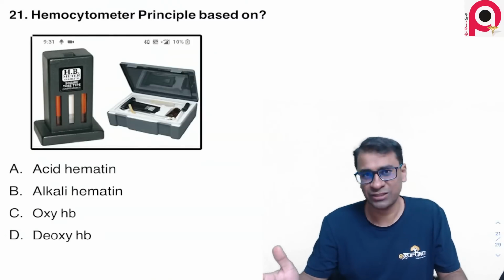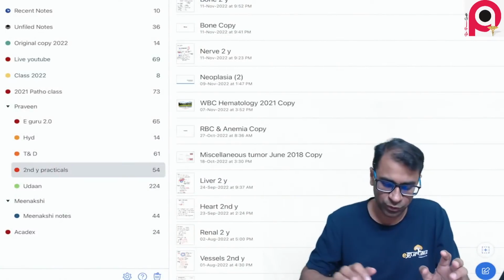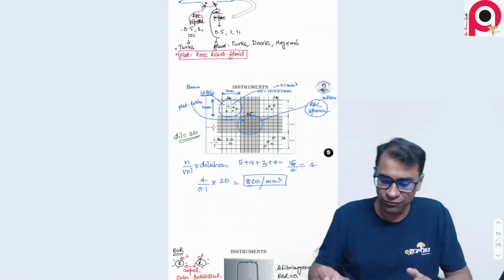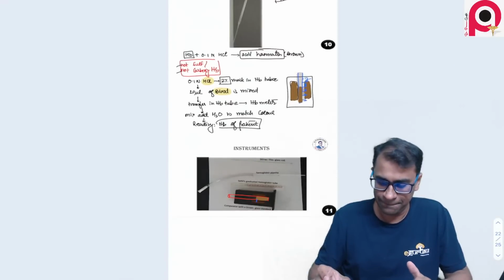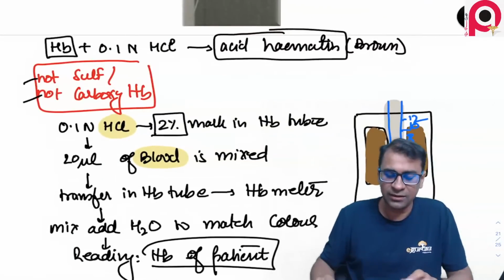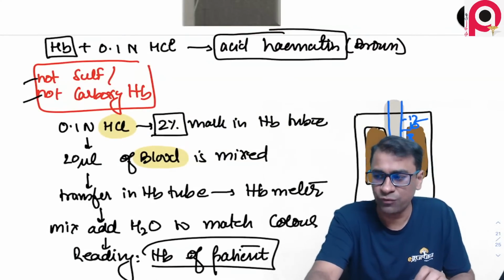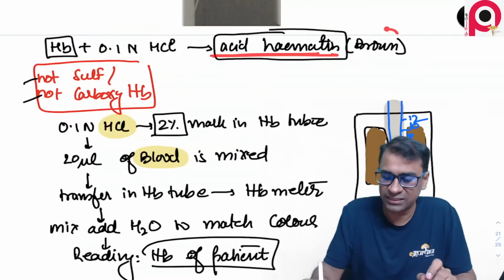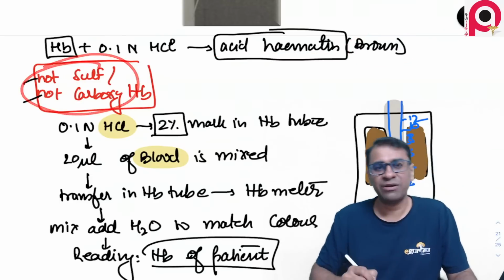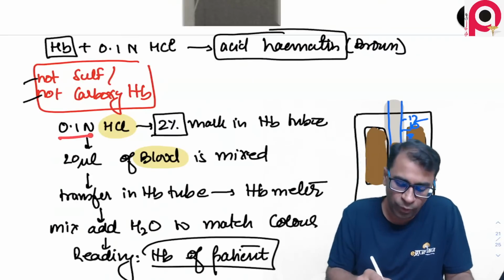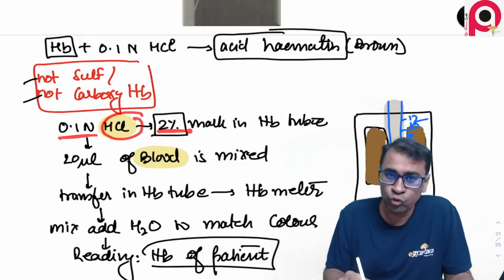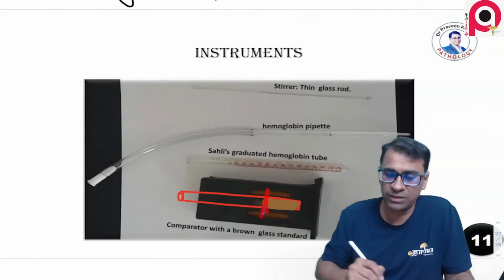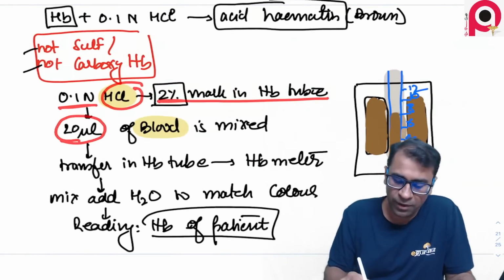I'll just show you how I teach this to my second year students, because we should be able to recall that. This is a case of acid hematin. Just recall this very quickly. Hemoglobin is mixed with 0.1% HCl and that becomes acid hematin, brown in color. But it cannot measure sulfhemoglobin or carboxyhemoglobin. 0.1 normal HCl is measured in the hemoglobin tube up to the 2 mark, and then 20 microliter of blood is mixed with this.